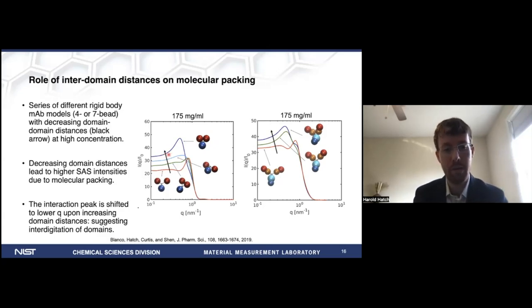So they have a smaller sort of effective size. And you can see that the position of these interaction peaks also changes. For the more open structure to the more closed structure, you see that the peak shifts to lower Q values. And this also suggests that the more open structures are interdigitating with each other. So basically, another domain of a different antibody could maybe try and fit in between here. And we're seeing similar differences for the higher resolution 7B model as well.